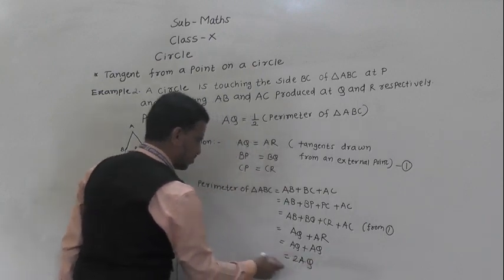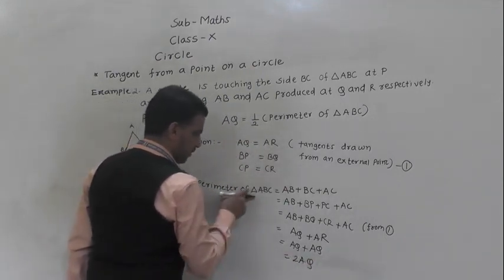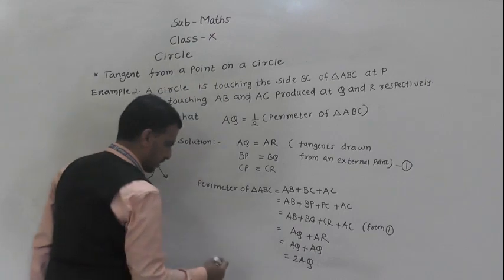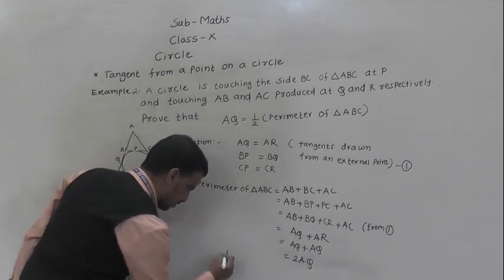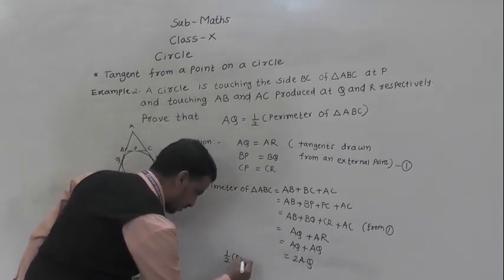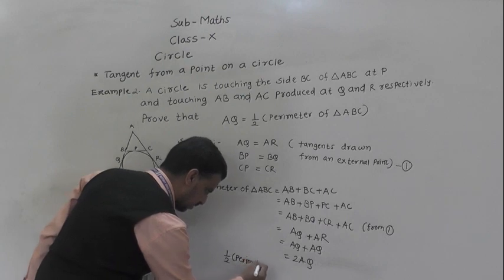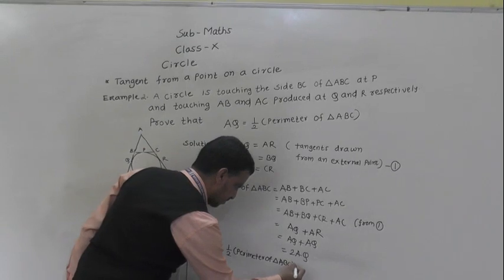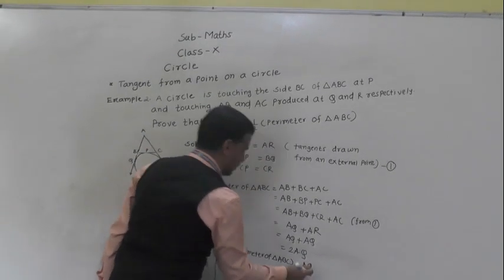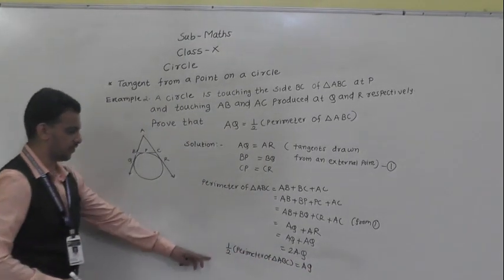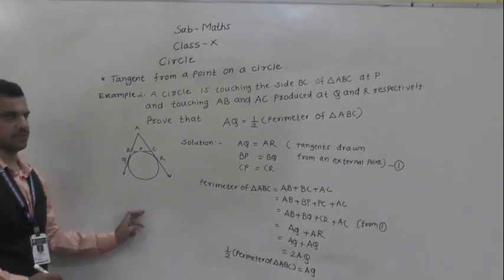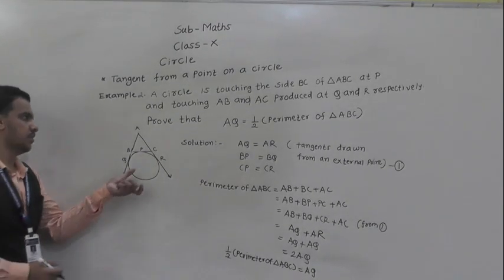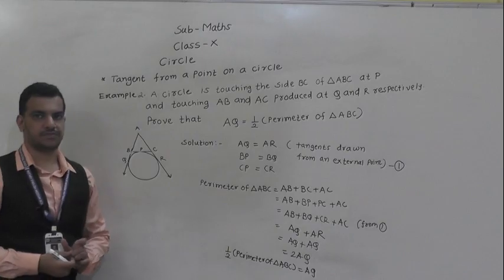And if we shift this to here, half perimeter of triangle ABC is equal to AQ. So 1 by 2 into perimeter of triangle ABC is equal to AQ. So we get AQ is equal to half into perimeter of triangle ABC. Now we will see the next example.